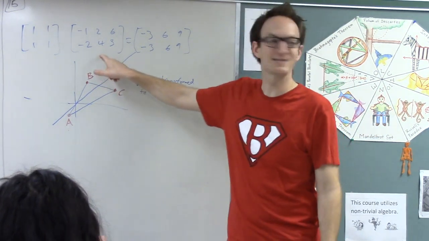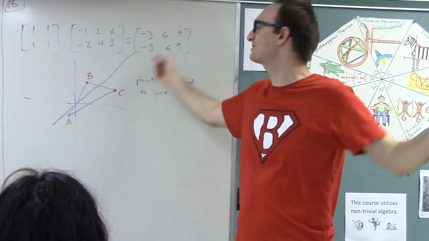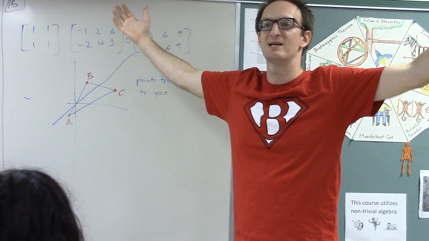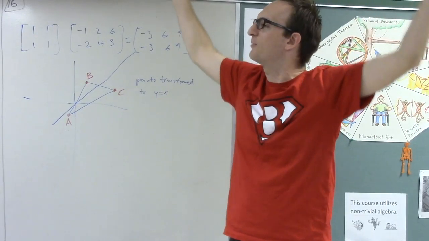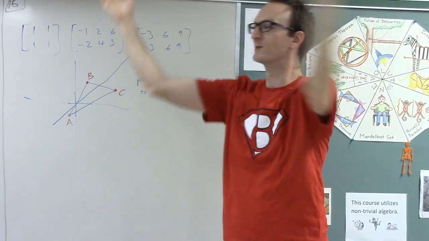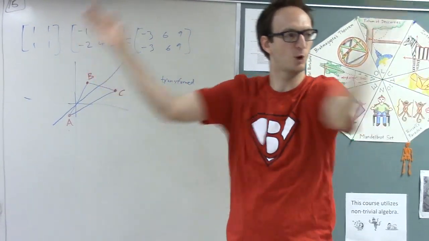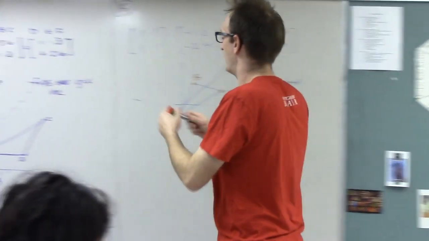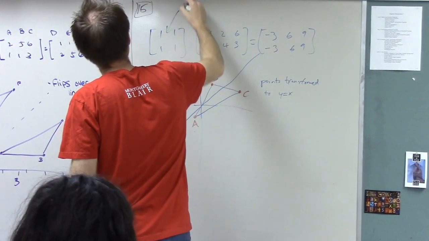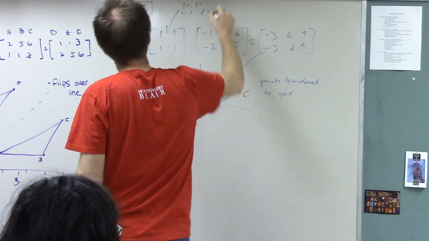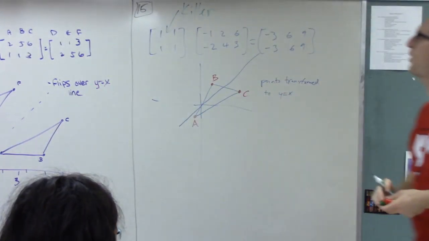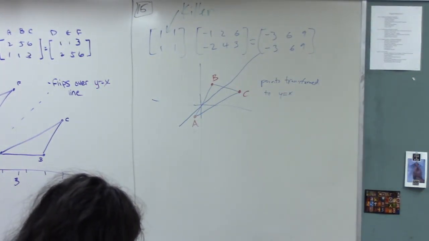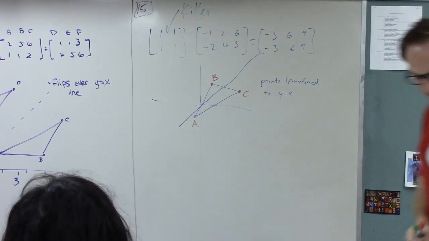Yeah, it appears that what this matrix is doing is taking points, which may be anywhere, and what's it doing to them? Yeah, this is a killer. This is a killer matrix. This kills the points. It takes points and it just kills them. It flattens the triangle. It splashes them.